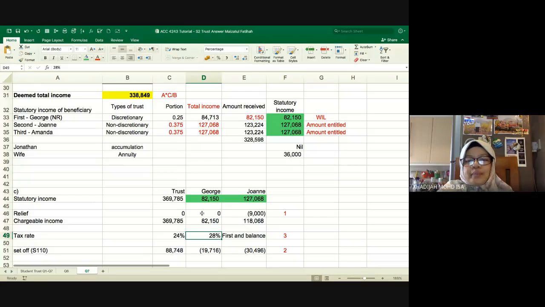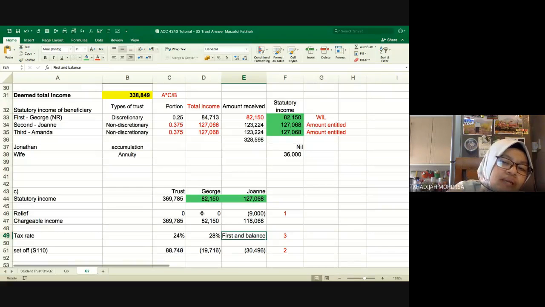Josh, why 28%? This is 2019, so it's 28%. If 2020 it is 30%. But never mind, the rate will be given in your exam. And Joanne will be on the first time balance. You just show me that first time balance. Sometimes you don't have to show me the computation code, as long as you know that Joanne is based on this. So then you compute.